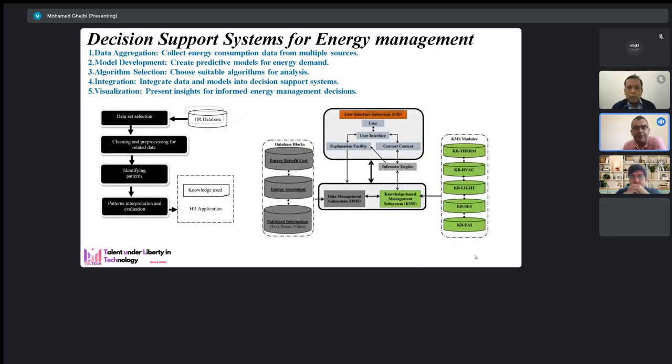Decision support system for energy management. Here we can see the scheme of how we can implement it, starting with data set collection till the knowledge use, till the end.